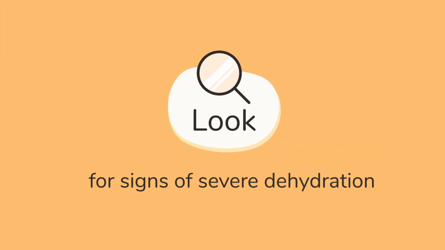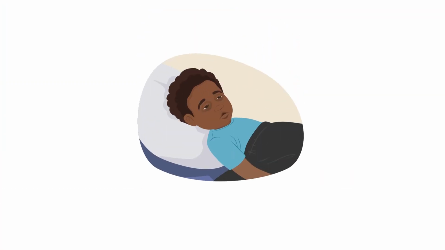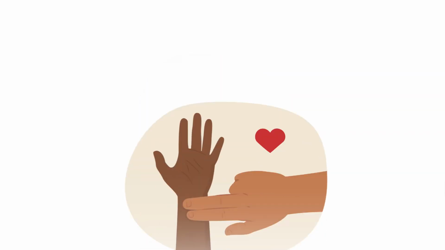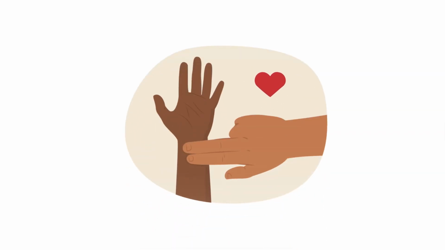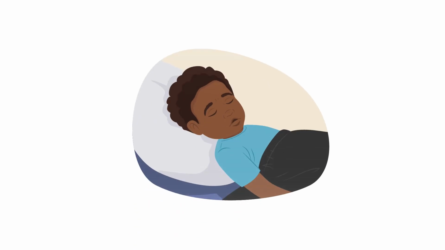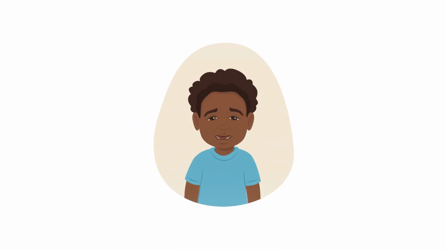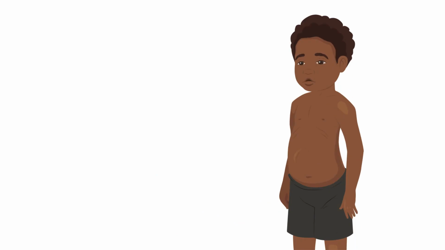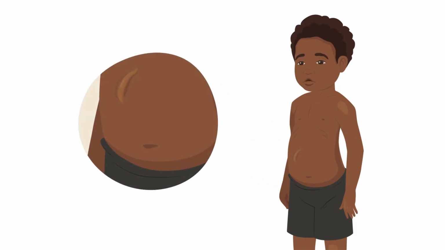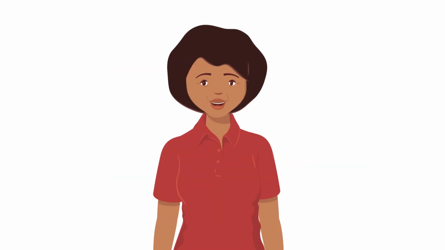Look for signs such as sunken eyes. This is when the area around their eyes looks hollow and dark. A fast heart rate. Feeling tired or weak. Not able to make tears. If you pinch the skin on their stomach, it stays pinched and does not flatten back to its normal position. Severe dehydration is a serious sign that needs urgent treatment.